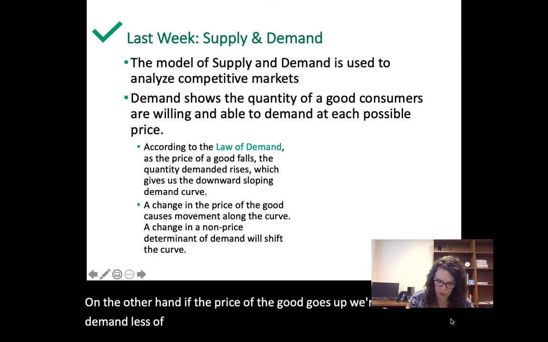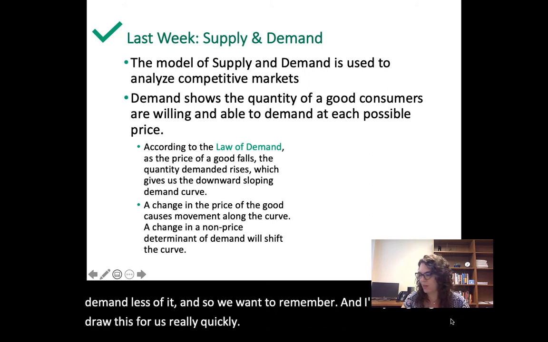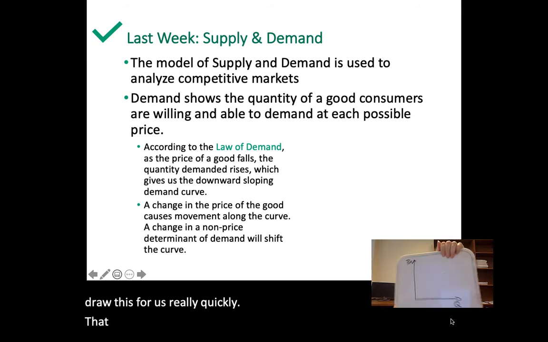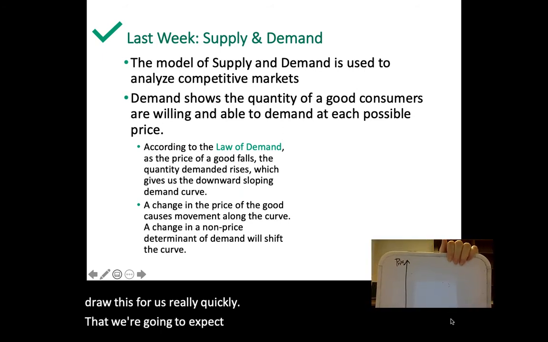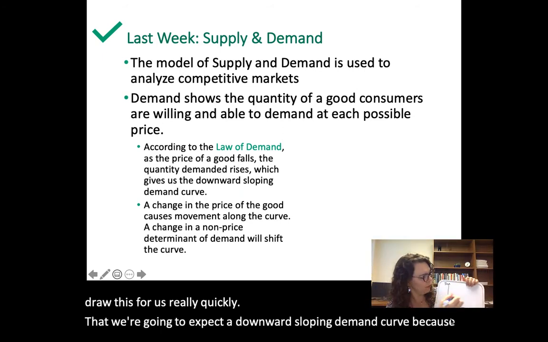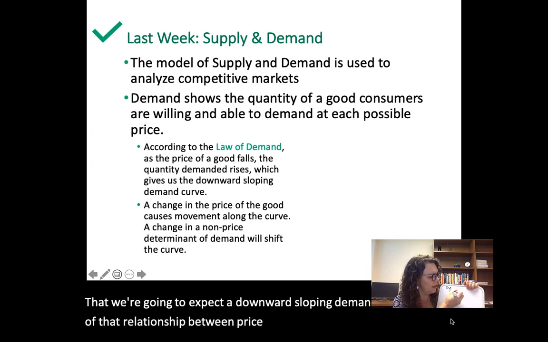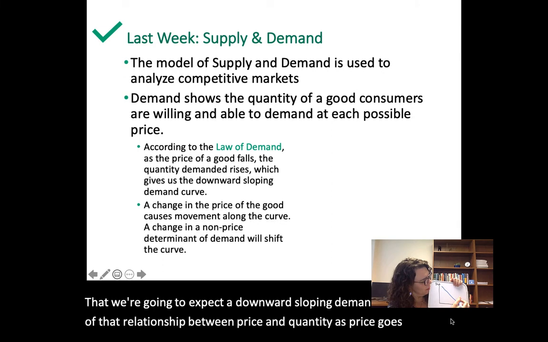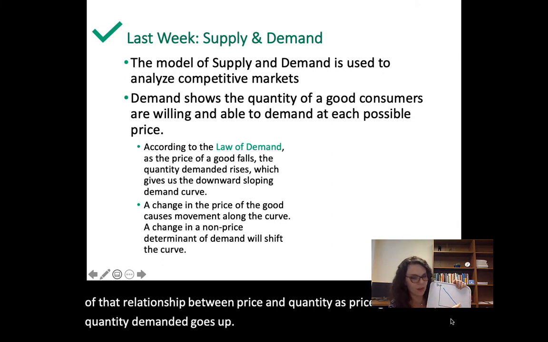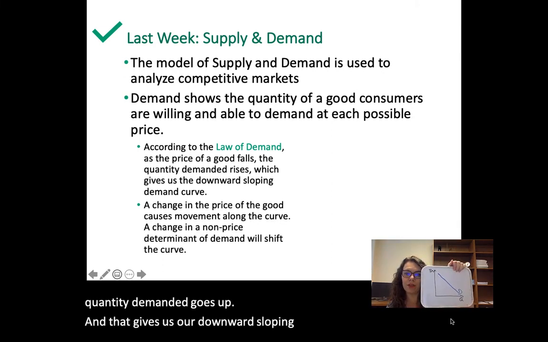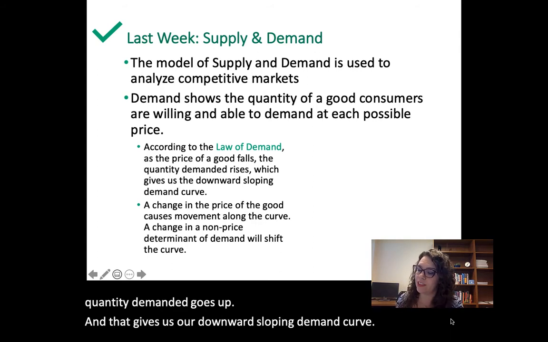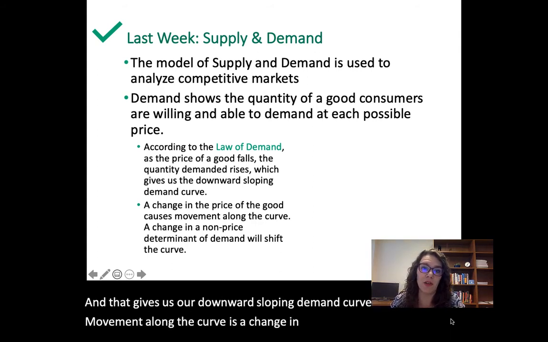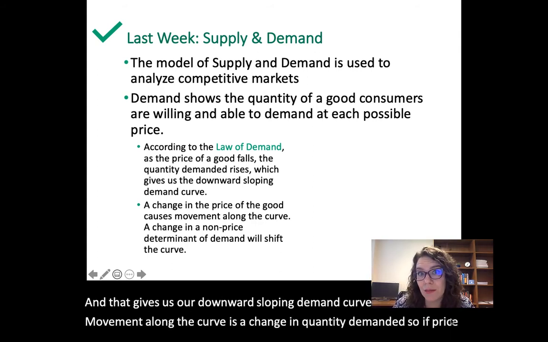And so we want to remember, and I'm just going to draw this for us really quickly, that we're going to expect a downward sloping demand curve because of that relationship between price and quantity. As price goes down, quantity demanded goes up, and that gives us our downward sloping demand curve. Movement along the curve is a change in quantity demanded. So if price changes, we move along that demand curve.